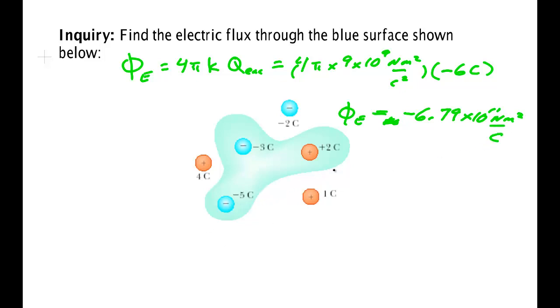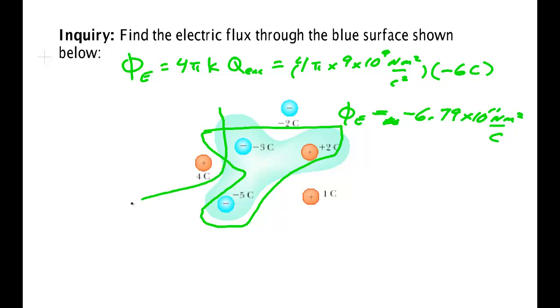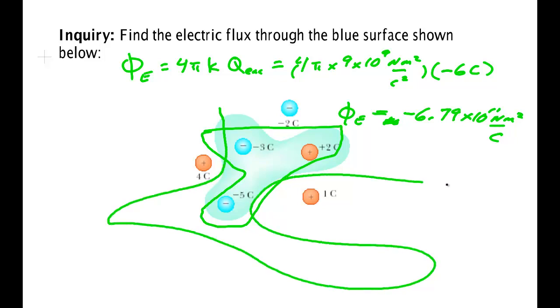Notice how I never did anything with the shape. And in fact, had the shape been like this, I would have got the same answer. And I would get the same answer if the shape was like this, because it has the same enclosed charge. All I need to know is the enclosed charge.